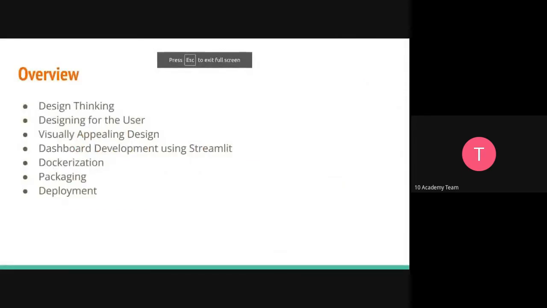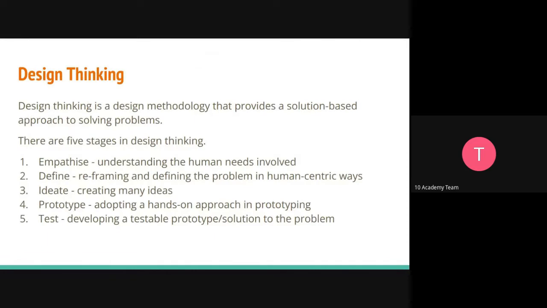So today we're going to talk about design thinking. And what is design thinking? Design thinking is a design methodology that provides a solution-based approach to solving a problem. Whenever you're working on a project or a problem, as a machine learning engineer, a data engineer or a data scientist, you always have to engage with the users. There's always someone that uses your product.